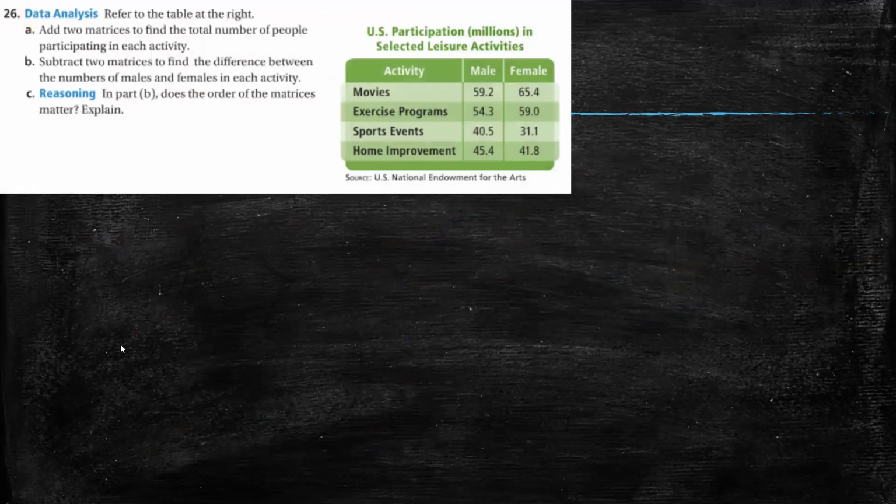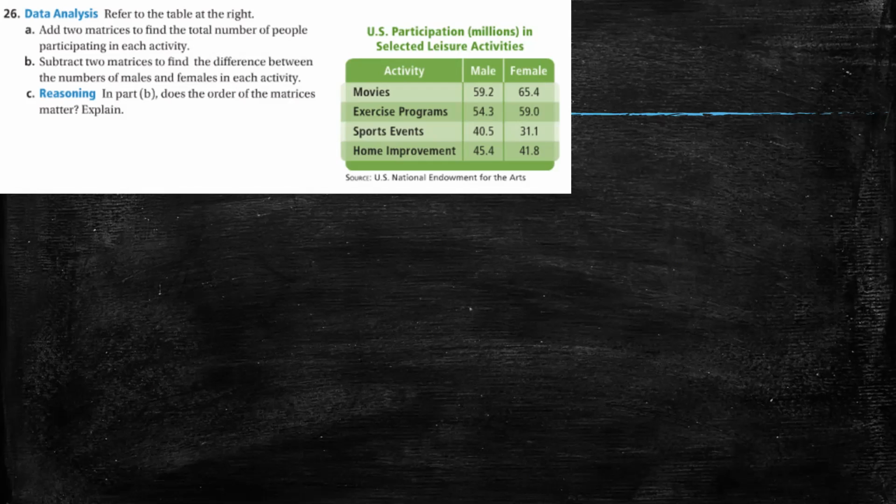Okay, now. Refer to the table on the right. Add two matrices to find the total number of people participating in each activity. Subtract the two matrices to find the difference between the numbers of males and females in each activity. Okay, look at this one here. Here we have the activities: movies, exercise programs, sport events, and home improvement. They told me about the numbers of males and the numbers of females in each activity. They asked me now to add the two matrices.